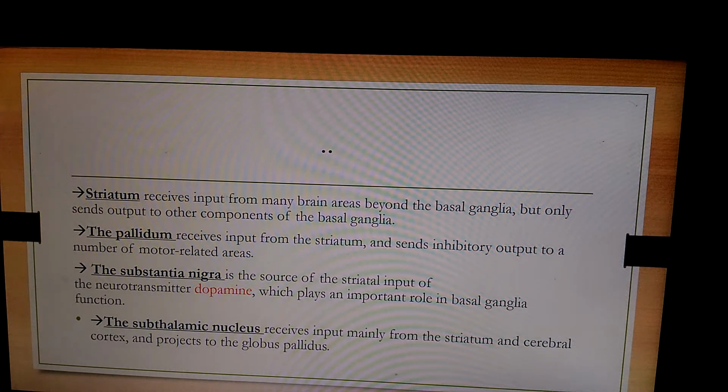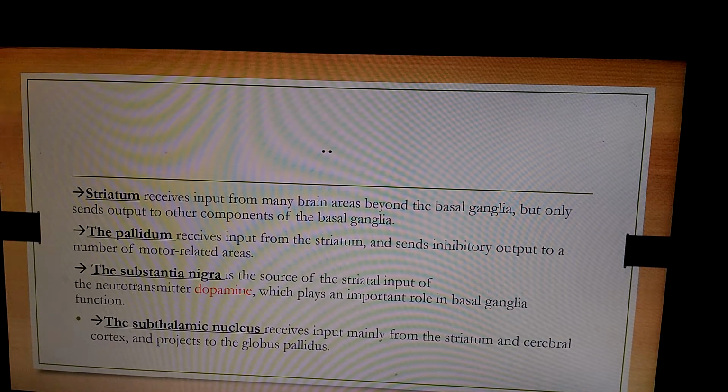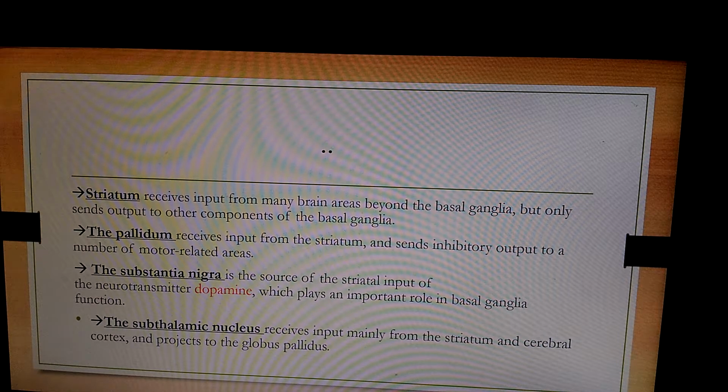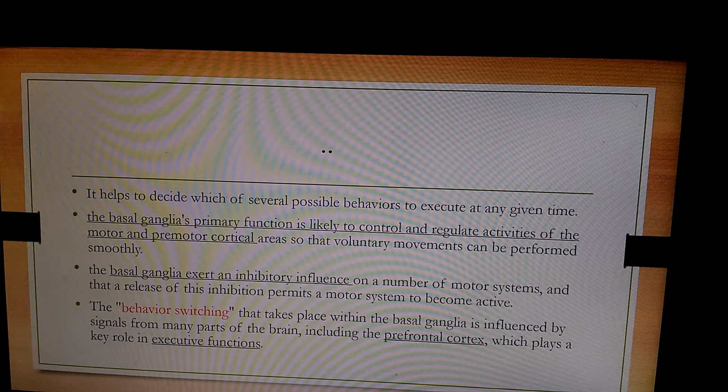The substantia nigra is the source of the striatal input of the neurotransmitter dopamine, which plays an important role in basal ganglia function. The subthalamic nucleus receives input mainly from the striatum and cerebral cortex and projects to the globus pallidus. It helps to decide which of the several possible behaviors to execute at any given time.